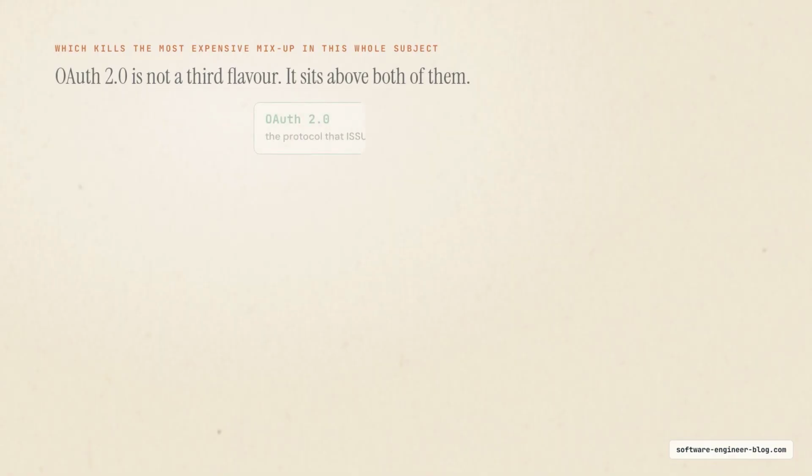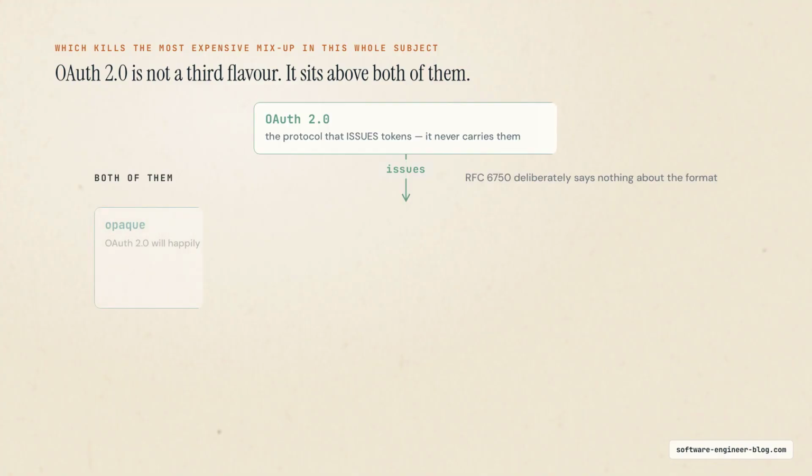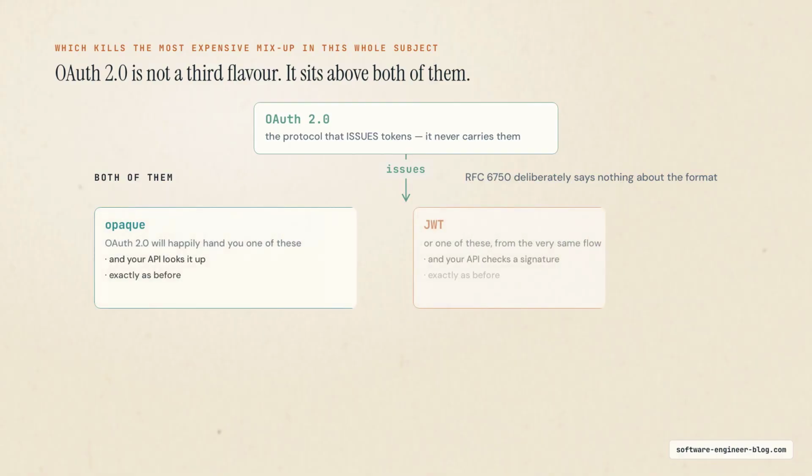OAuth 2.0 is not a third flavor of token. It does not sit next to opaque and JWT. It sits above them both. It is the protocol that issues tokens, and what it hands you may be opaque or may be a JWT. It genuinely does not care. RFC 6750, the spec for using bearer tokens, deliberately says nothing about the token format.